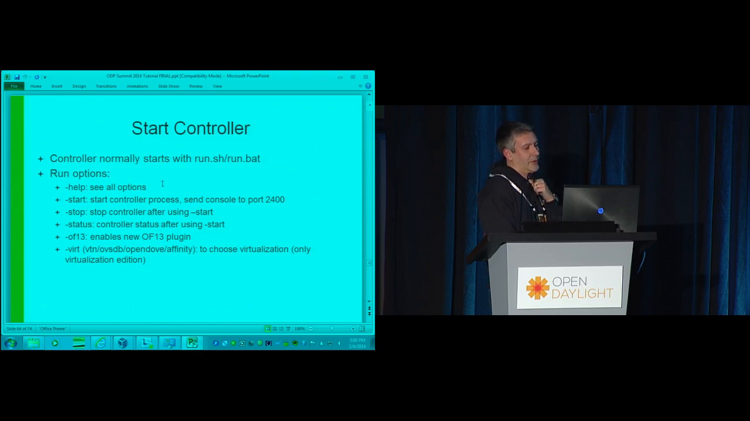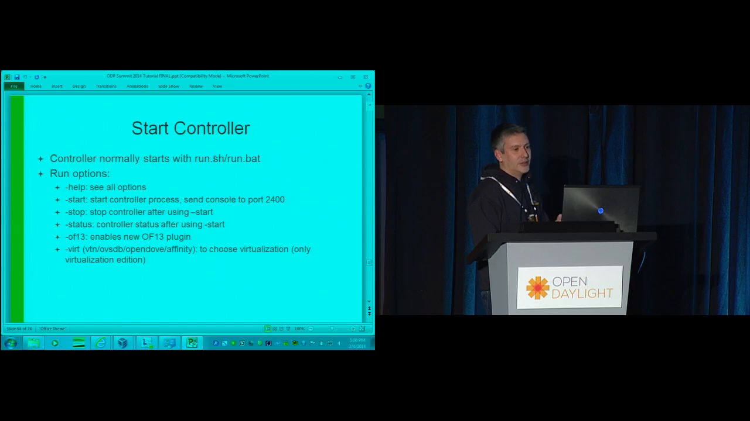Normally, to start the controller, there will be always either a run.sh or a run.bat. If you have an RPM, I think it's different, you need to edit a file and then you run your option there. But basically, what you need to know from the run option is that, first of all, you use the help. I recommend this one first. You see all the options to run your controller. The second thing is you just run your controller like that. Just type in run.sh. Then you're going to get your console, the OSGi console or the controller console, directly on your terminal.